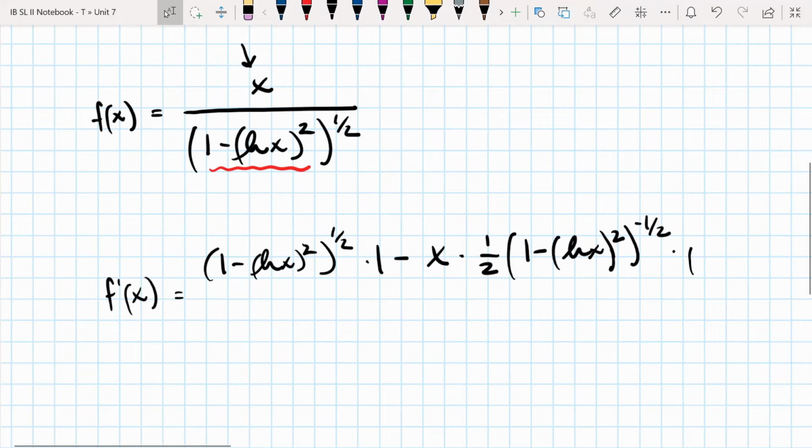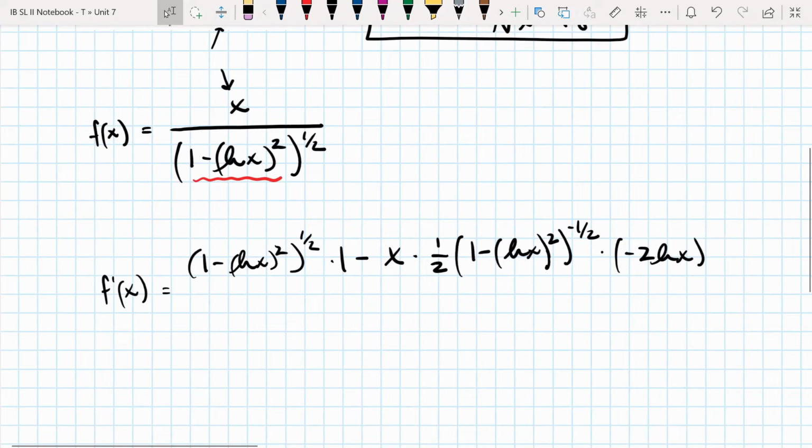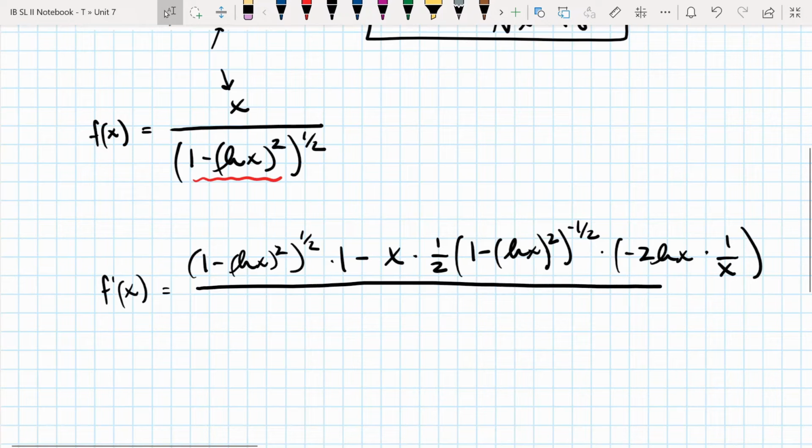So we end up with negative 2 natural log of x times, I'll write this all in one parenthesis, natural log of x times 1 over x, like that. Okay, so we get this absolute mess of a numerator. And then the denominator is just going to be 1 minus natural log of x.